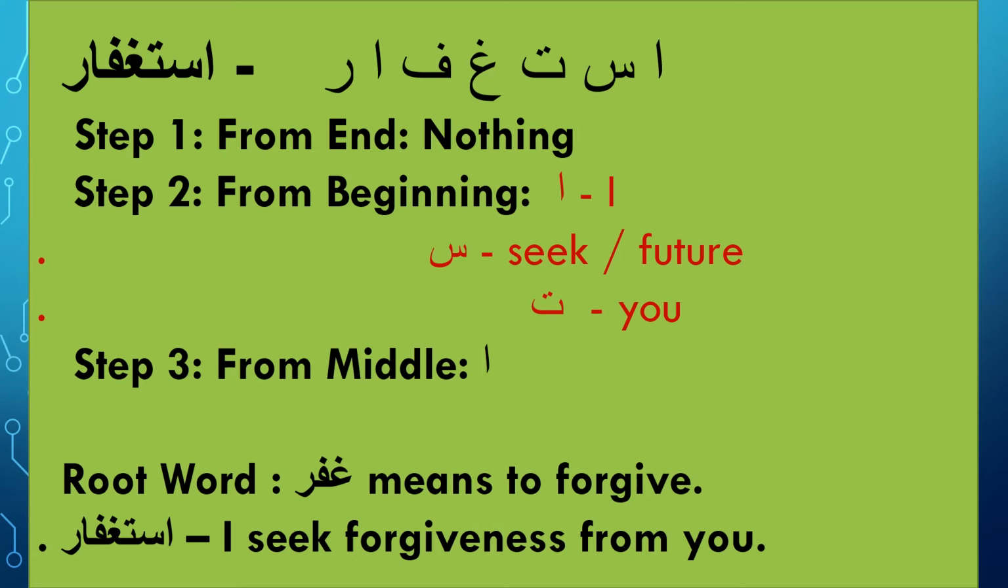Now let's remove from the front. Alif is removable. When alif is removed, then we can move to sin. Then we have sin, that is also removable. Then we have ta, that is also removable. Then we have ghain, that is not removable. So we have to stop here. Only after the first letter is removed, we can remove the second letter. If first letter is not removed, we cannot remove the second letter. Now we are left with ghafar: ghain, fa, alif, ra.